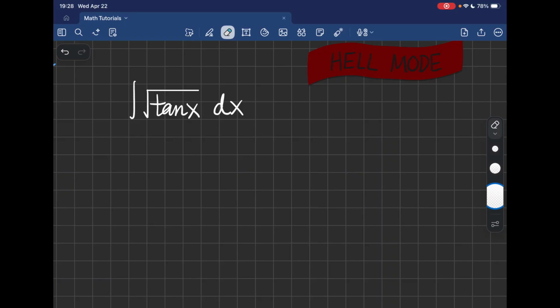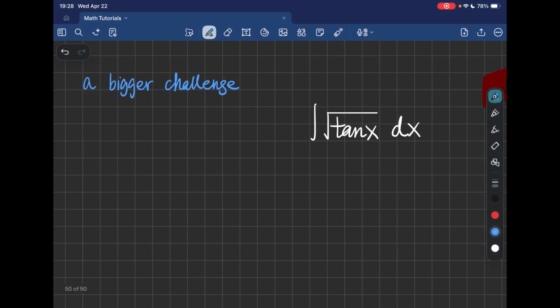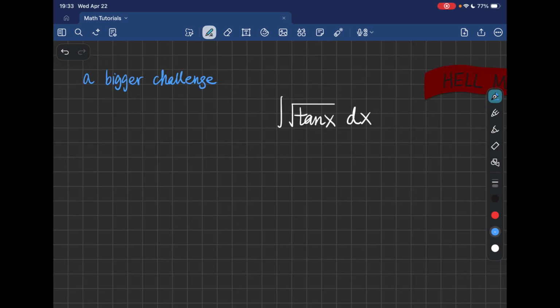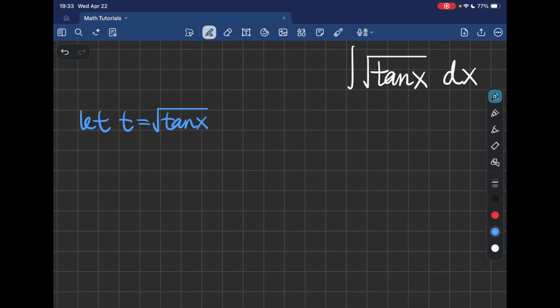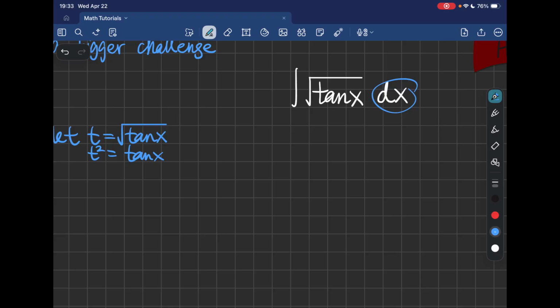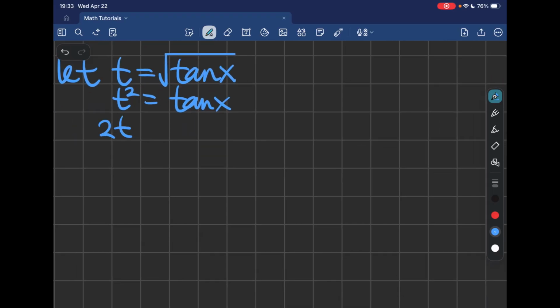So firstly, we should try to remove the square root and substitute this square root of 10x. So let t equal the square root of 10x. Since we want to get rid of the square root, we should square both sides. And now x is a function of t, so if we want to replace dx, we should take the derivative, right? So 2t equals secant squared x times dx over dt, because it's implicit differentiation.